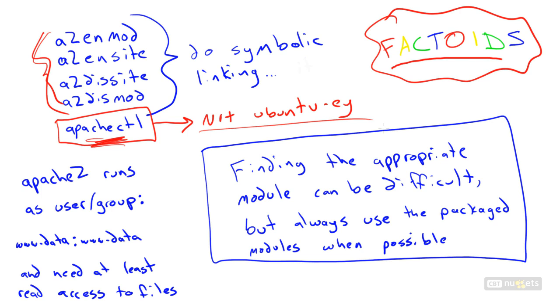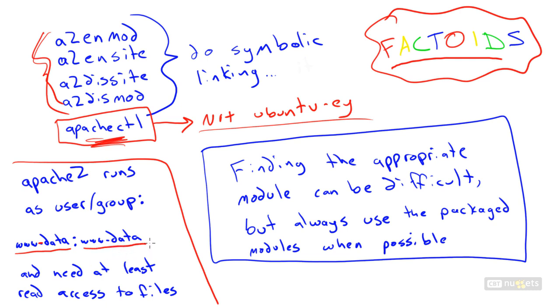So Apache 2, here's another, we'll put it in a box because it's kind of its own factoid, right? Apache runs as a user. So every daemon on the Linux system runs as a user in a group. Right? We know that already. A lot of times, some services run as root. Apache 2 runs as www-data, with the group www-data.